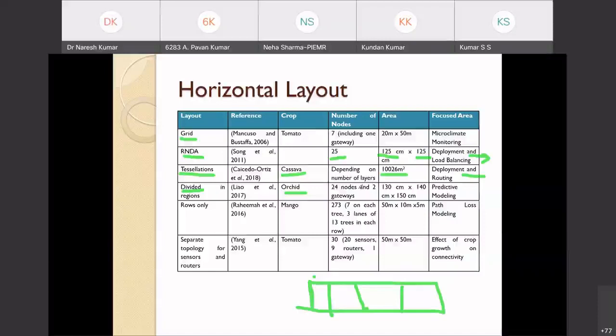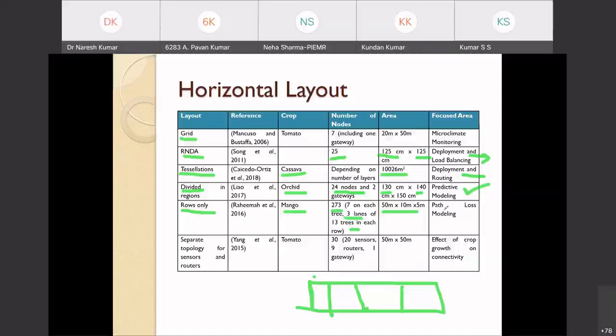And there were 24 nodes and two gateways, one gateway for one of the regions, another gateway for the other region. The area covered was 130 centimeter by 140 by 150, and it was done for the predictive modeling. Then for rows only, it was done for the mango trees, and it was 273, 7 on each tree, 3 lanes of 13 trees in each, and this is the area, and it was done for the path loss modeling.